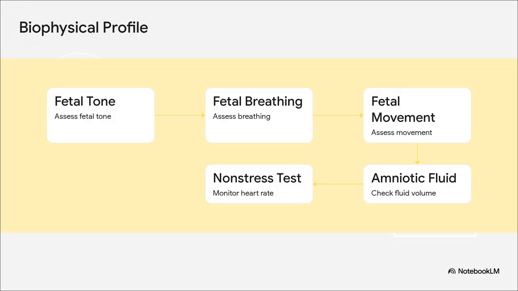For in utero assessment, we utilize the biophysical profile. Just use the mnemonic "Test the baby man" to systematically sequence through fetal tone, breathing, movement, amniotic fluid volume, and the non-stress test. Remember, scoring decrements here strictly correlate with fetal acidemia and compromise.